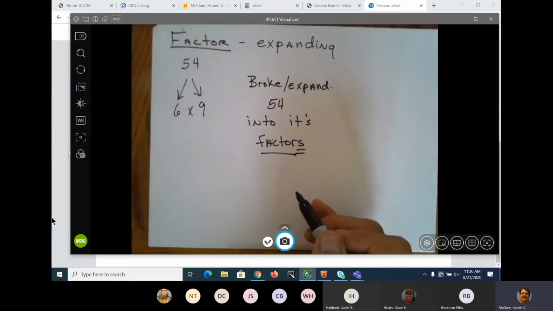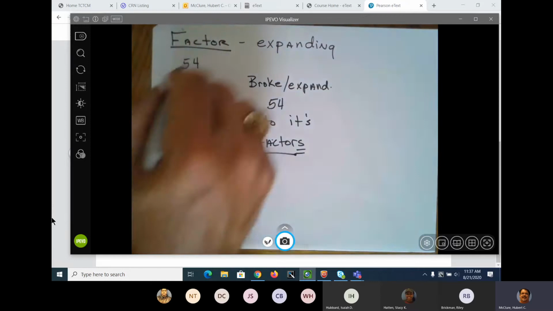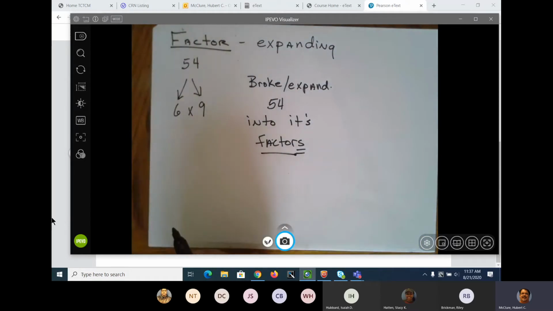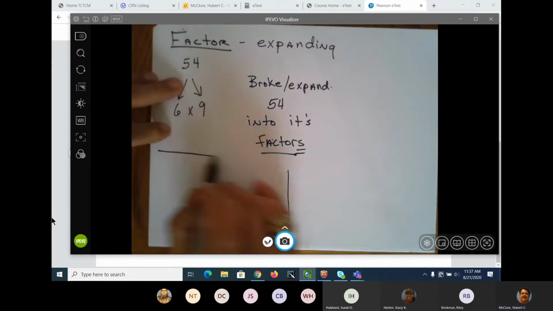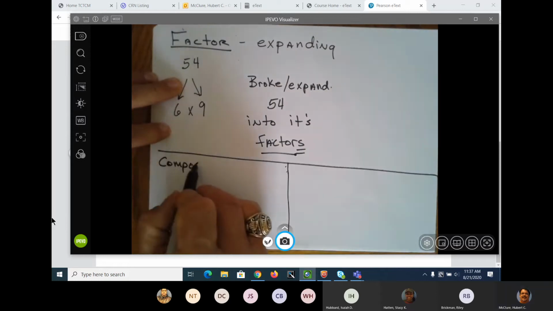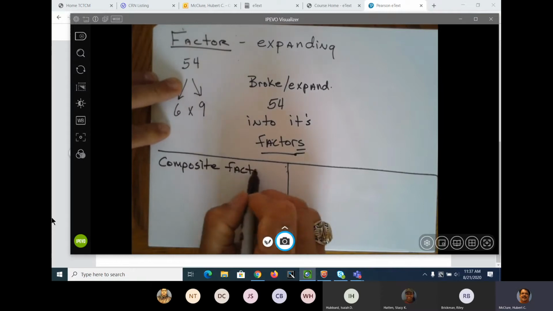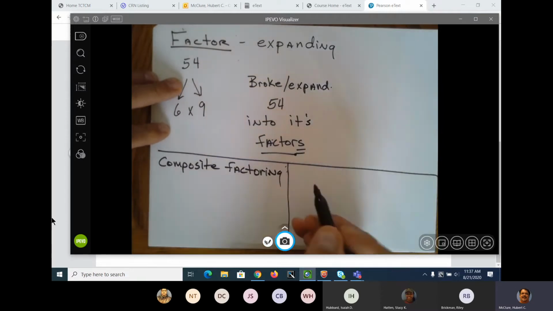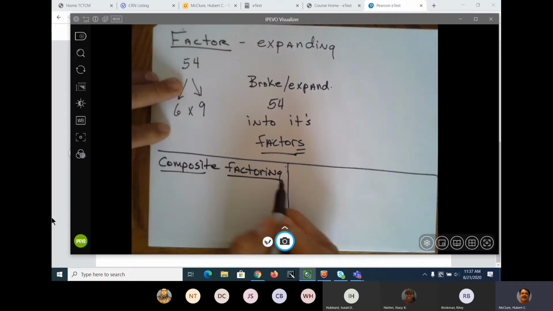All right, now that's very basic, but it's very important because if you don't understand what the word factoring means, then you're not going to understand what we're doing in 5.1. Now there's 2 types of factoring. There's composite factoring, which everybody can do. Somebody tell me why everybody can do composite factoring. Because of something you learned back in the 3rd and 4th grade. What were they?